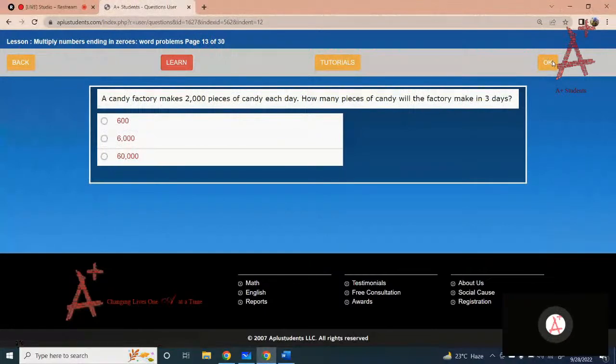Okay, the next one is a candy factory makes 2000 pieces of candy each day. How many pieces of candy will the factory make in 3 days? So multiply the digits. 3 times 2 is 6, and we have three zeros collectively, so just add three zeros, so it makes 6000. Got it?